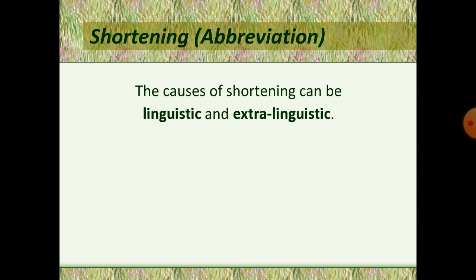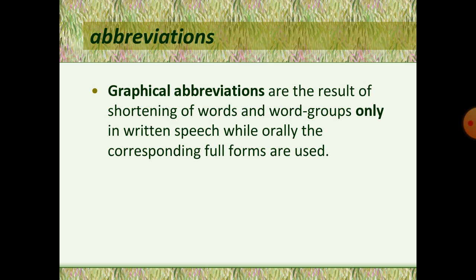Shortening of words consists in substituting a part for a whole. Abbreviation came from the Latin word brevis, meaning short. It is a shortened form of a word or phrase. Graphical abbreviations are the result of shortening of words and word groups only in written speech, while orally the corresponding full forms are used. They are used for the economy of space and effort in writing.